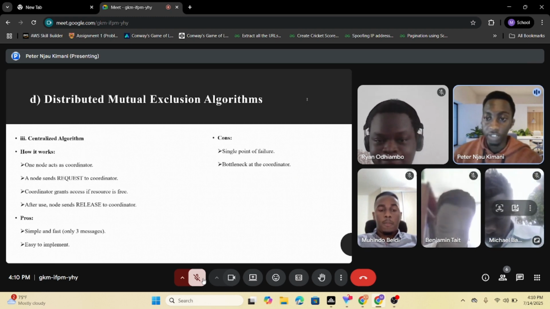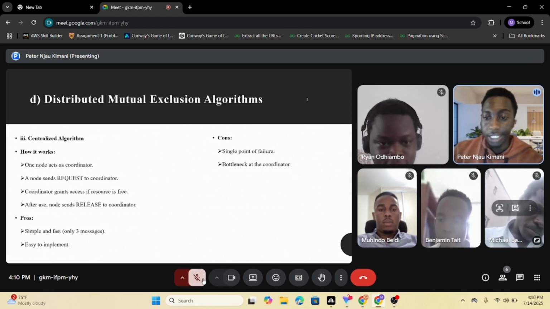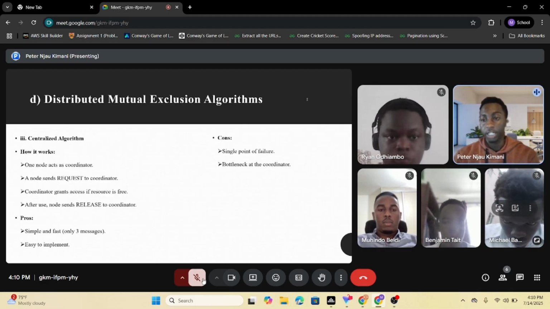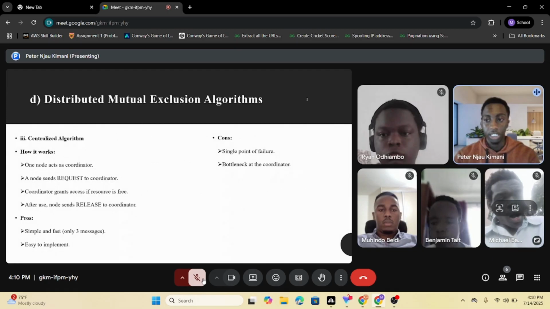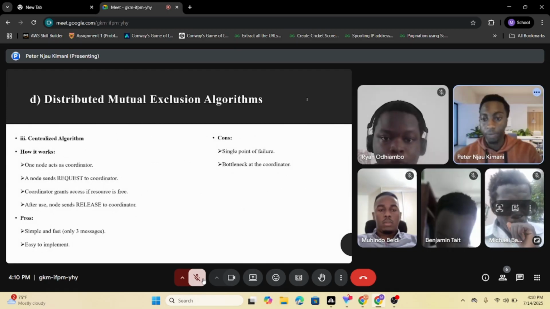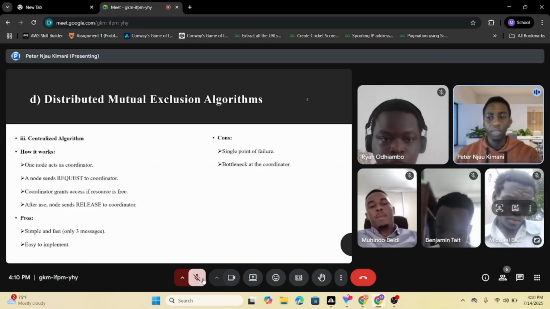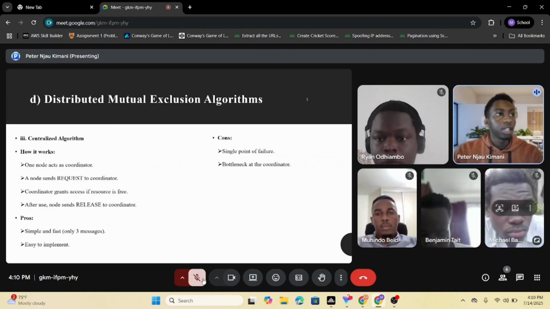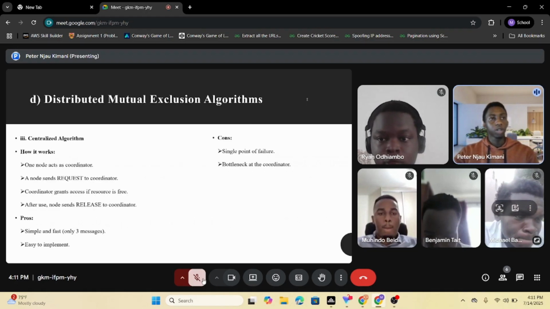As for the disadvantages, since it is centralized, there is a single point of failure. If the coordinator crashes, the entire system will in turn crash as well. There is also the bottleneck at the coordinator, where the coordinator may become overloaded with too many requests. Therefore, this will end up slowing down the performance of the coordinator.